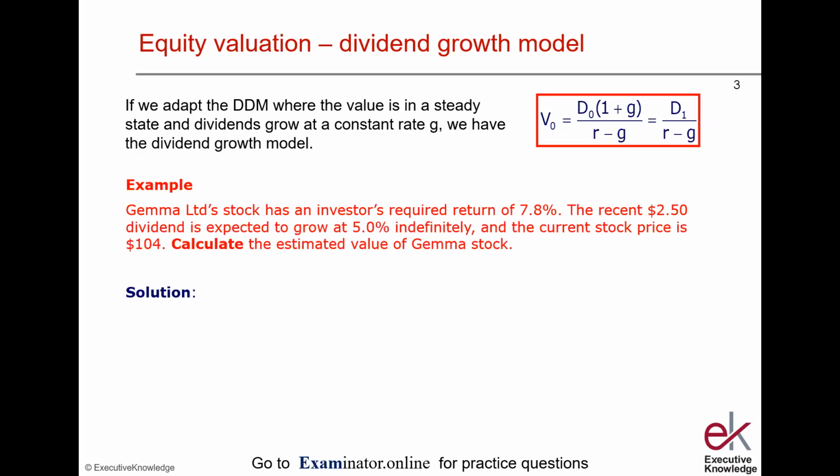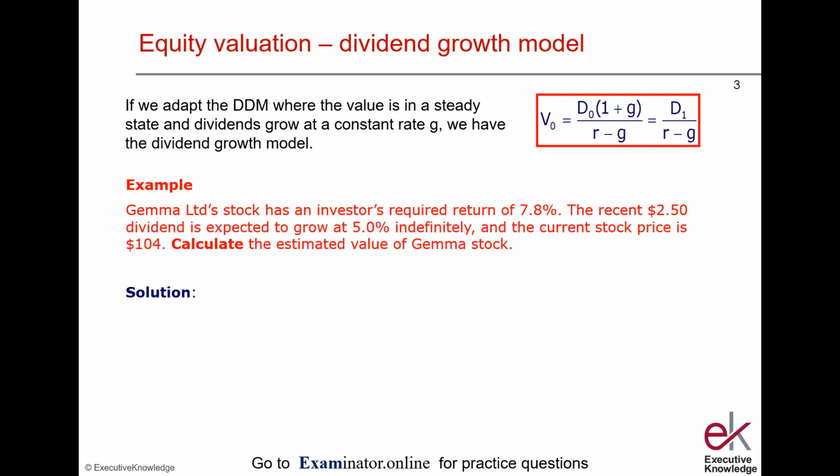Where does the dividend growth model come from? We don't have to worry, but we have to be very familiar with it and be able to plug in the numbers to perform the calculation. And let's do that. Gemma Limited stock has an investor's required return of 7.8%. That is R. The recent $2.50 dividend, the recent, is expected to grow at 5% indefinitely. What you've been given is D0, $2.50, not D1. You're given G of 5%, and the current stock price is $104.